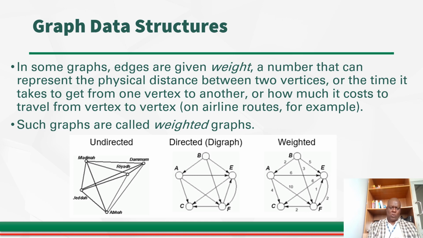You look at the first one, undirected graph, there's no arrow, nothing there, so it means you can move in any direction on the same edge of the graph. Directed graph, digraph, it has an arrow, meaning you move in the direction of the arrow, and you don't go back. Weighted graph, you now have numbers denoting the weight, which might be distances, time, or even cost.